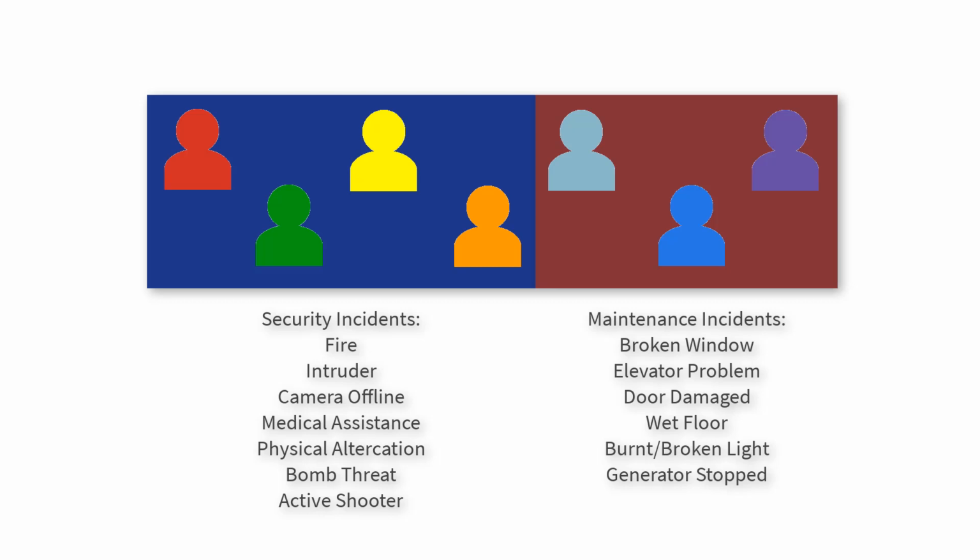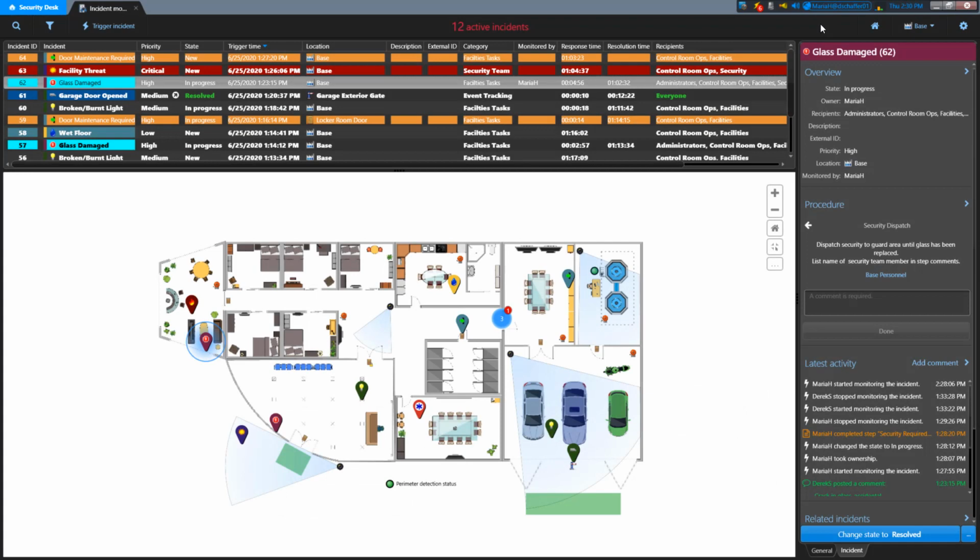When the administrators create the incident types that are going to be used on the system, they want to make sure the security team isn't distracted by broken windows and elevators, and the maintenance team isn't trying to handle an incident they aren't prepared for, like an intruder in a secure area. To resolve this, they create two groups of operators, security and maintenance, and only assign the incidents to one group of users or the other. The people that can view an incident are known as recipients.